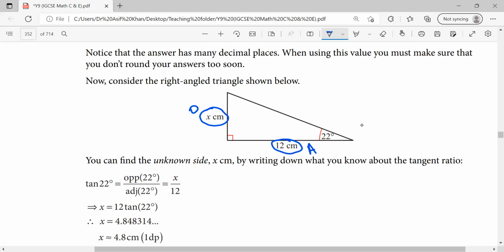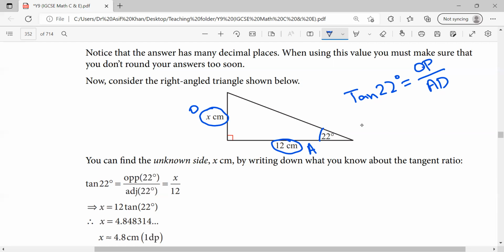As we have discussed, whenever opposite and adjacent are involved, we will use tangent. So what will we write? Tangent, and here we will write the angle. What is the angle here? 22. So we will write tangent 22 is equal to, what was the formula? Opposite over adjacent.